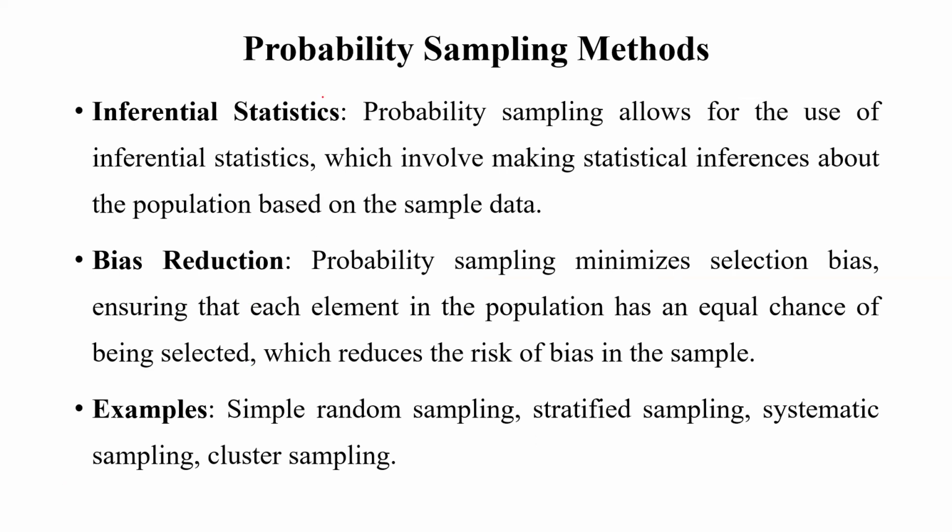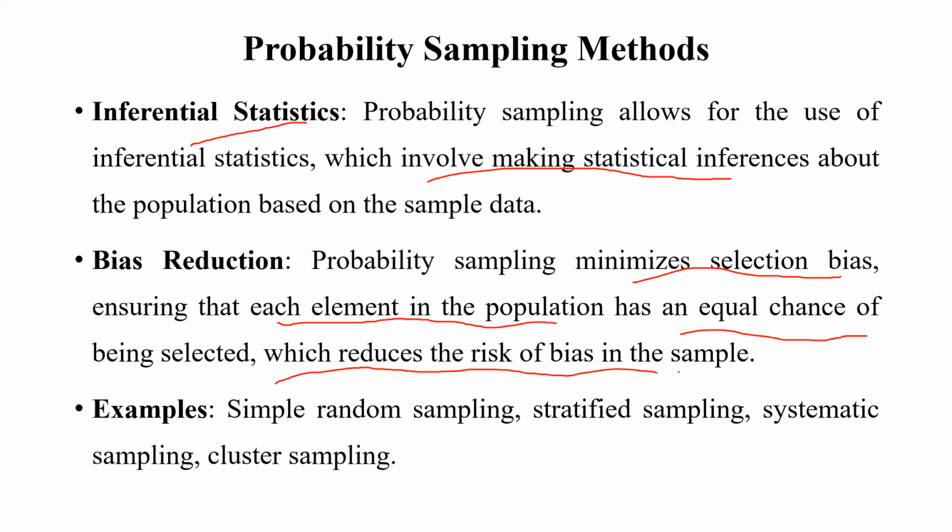And probability sampling methods. One, inferential statistics. Probability sampling allows for the use of inferential statistics, which involve making statistical inferences about the population based on the sample data. Bias reduction. Probability sampling minimizes selection bias, ensuring that each element in the population has an equal chance of being selected, which reduces the risk of bias in the sample. Examples like simple random sampling, stratified sampling, systematic sampling, cluster sampling, these are the probability sampling methods.